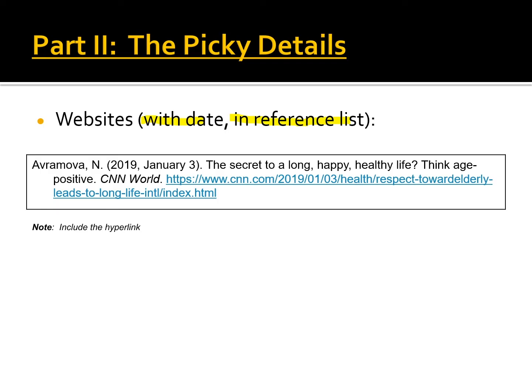How would you cite websites with a date in the reference list? Well, it's pretty much the same approach, although now we've got things like actual dates of the information being loaded to the website. So we have the author here, Avramova, from 2019, January 3rd. So as explicit as you can possibly be, notice that's separated by a comma and a space. The secret to a long, happy, healthy life, think age positive. This comes from CNN World.